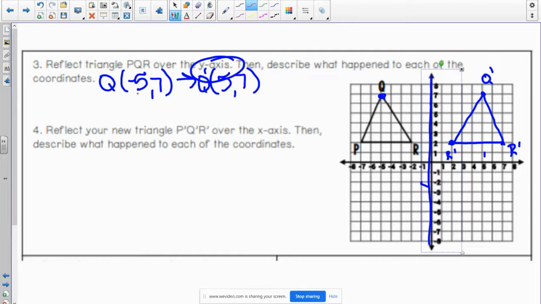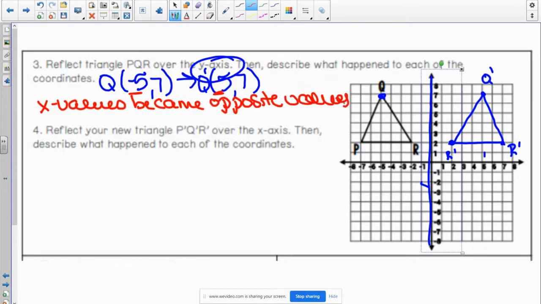So looking at the x values, they changed to their opposites. So x values became opposite values. Sorry about that writing. And then the y's, 7, 7, remain the same.